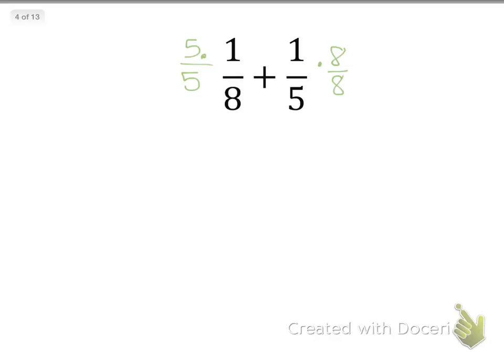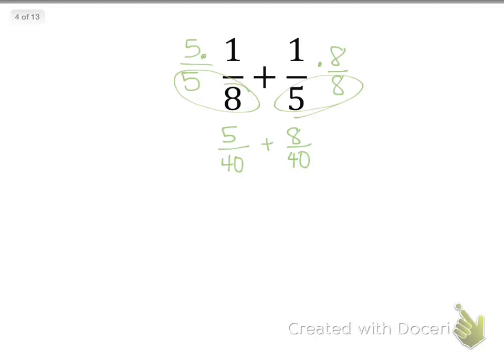5 times 1 on top gets me 5. 5 times 8 on the bottom gets me 40. 8 times 1 gets me 8. 5 times 8 gets me 40. A lot of you guys do this part in your head, where you automatically make it 40 in the bottom, but technically you're multiplying by a form of 1.